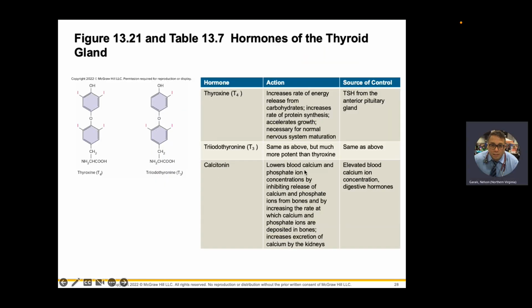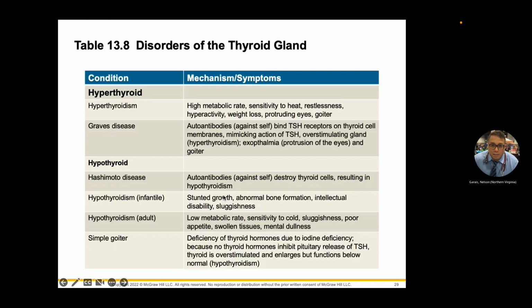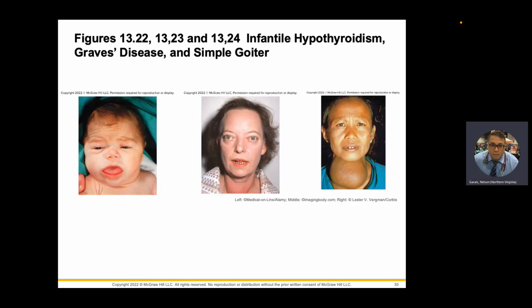So it'll lower blood calcium and it'll lower phosphate ion. T3, T4 increases the rate of energy, increases metabolism. We will not be discussing pathology, so the disorders are out.